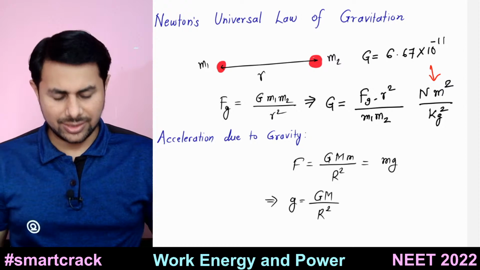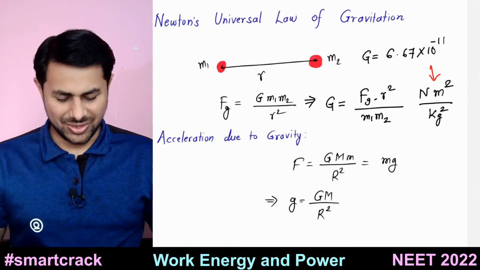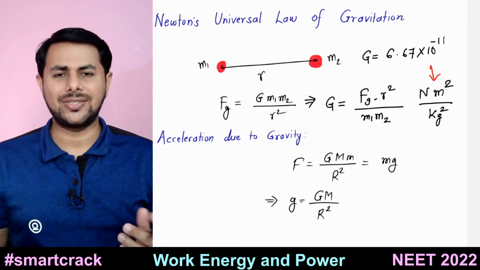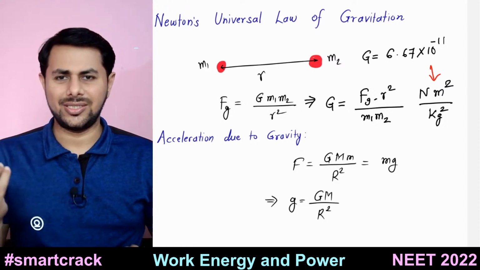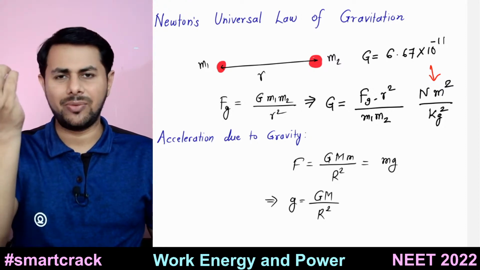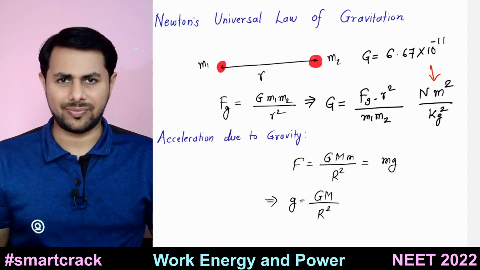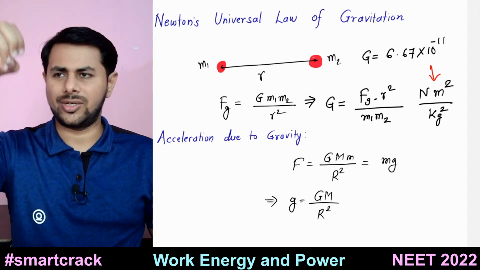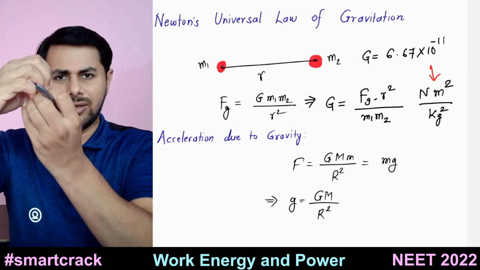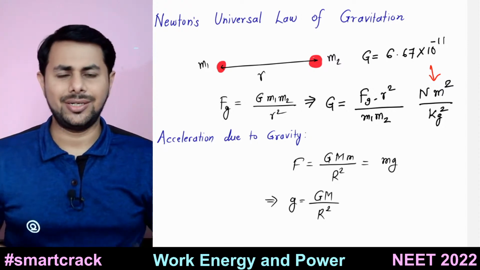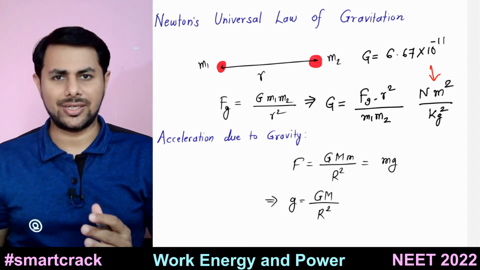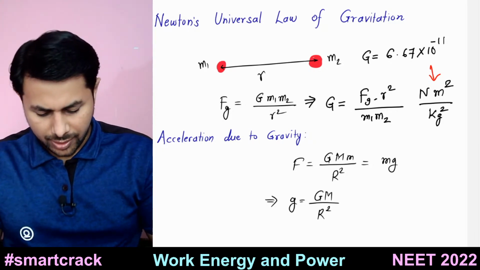So next topic is acceleration due to gravity. What is acceleration due to gravity? It is the acceleration with which objects fall freely towards the center of the earth. If you release some object, it will fall with some acceleration, and that acceleration we call acceleration due to gravity.